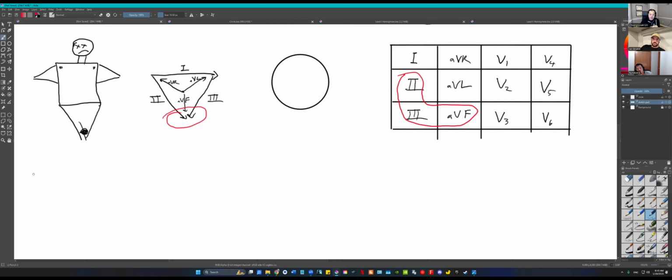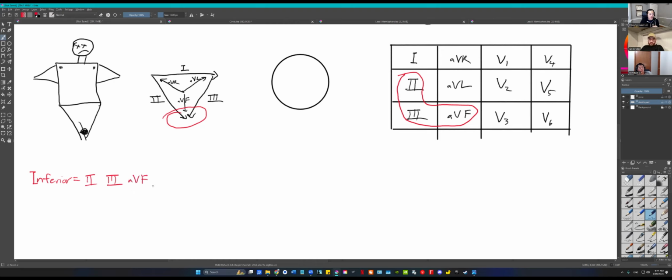All right, so I'm going to just write this here. Inferior equals 2, 3, and AVF.